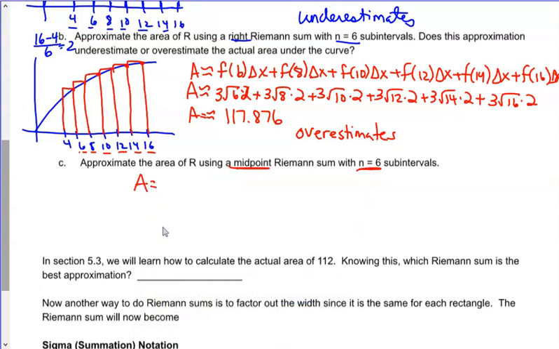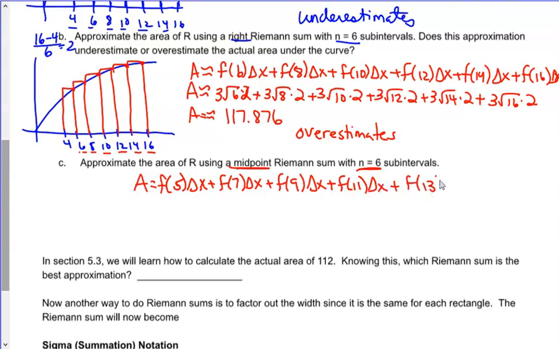the area here would be found by using the midpoint of each of these subintervals. So the midpoints here are 5, 7, 9, 11, 13, and 15. So I need f of 5 delta x plus f of 7 delta x plus f of 9 delta x plus f of 11 delta x plus f of 13 delta x plus f of 15 delta x along that way. And so the same idea happens.